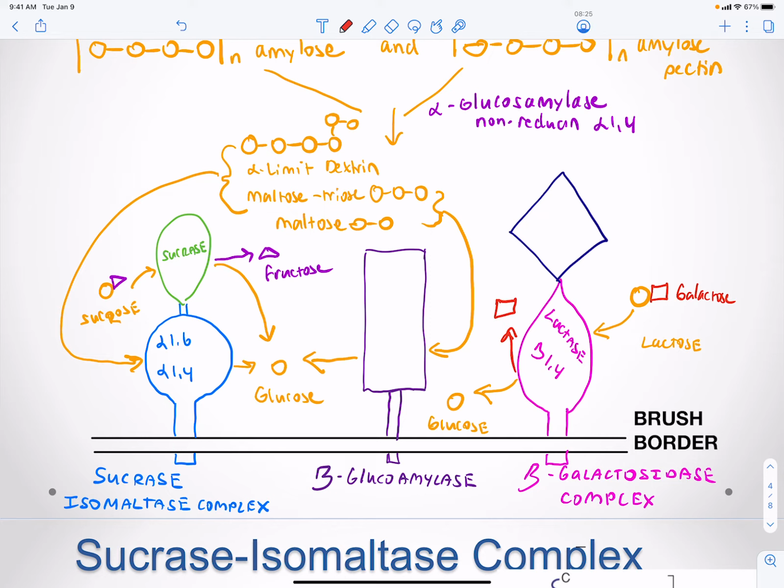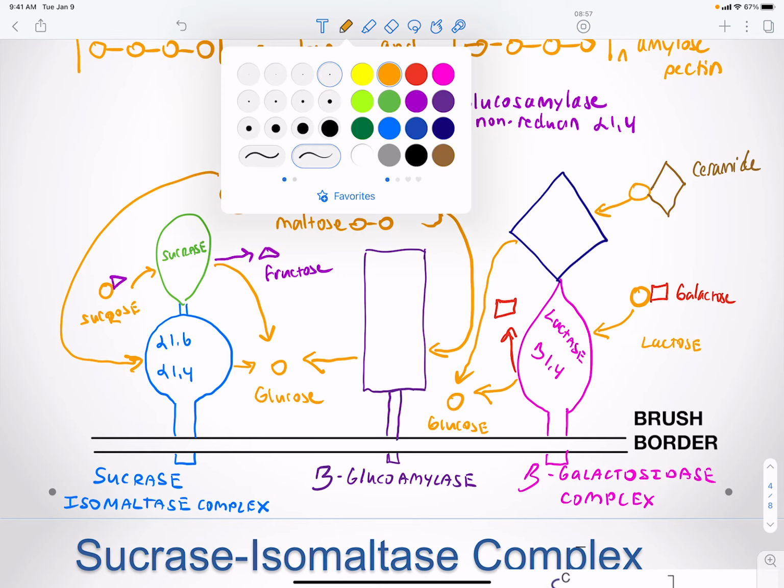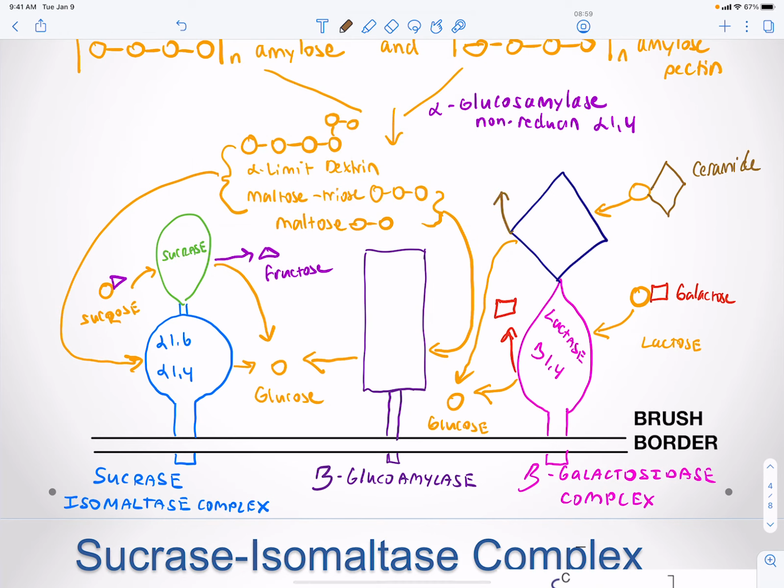And also in this beta-galactosidase complex, you also have your ability to break down your glycolipids, including glycocerebrosides. So again, you have your glucose, and this time it's going to be bound to ceramide, for example. And then this can enter, and it'll come out and give you another glucose. And of course, it will release ceramide.